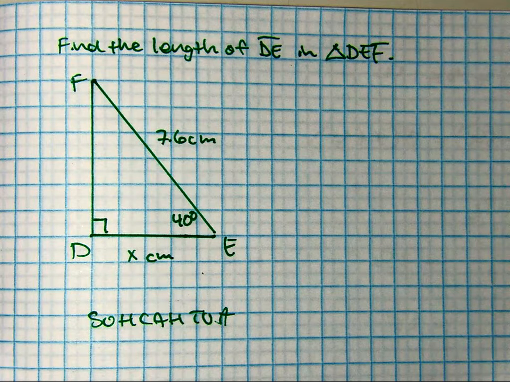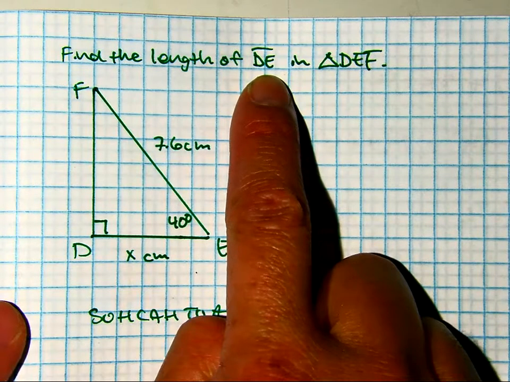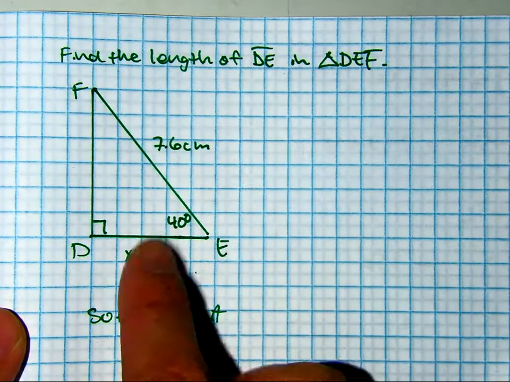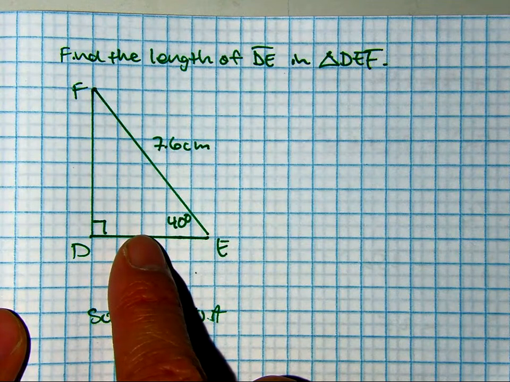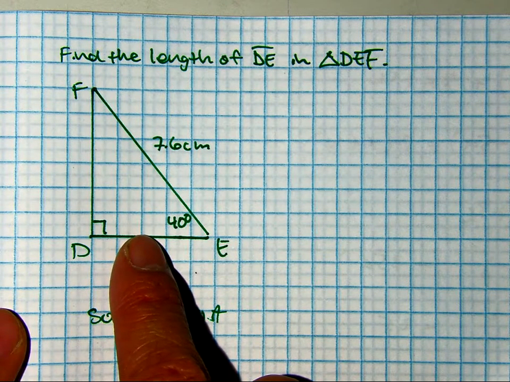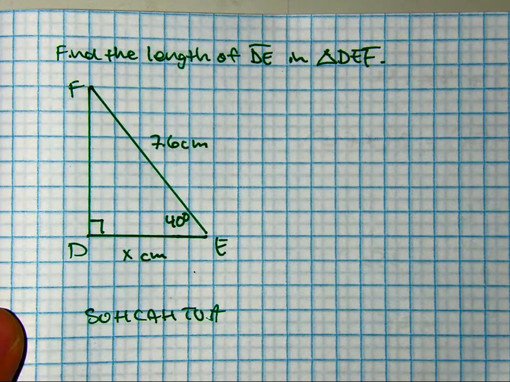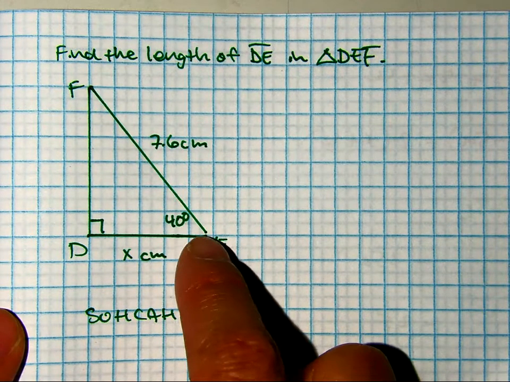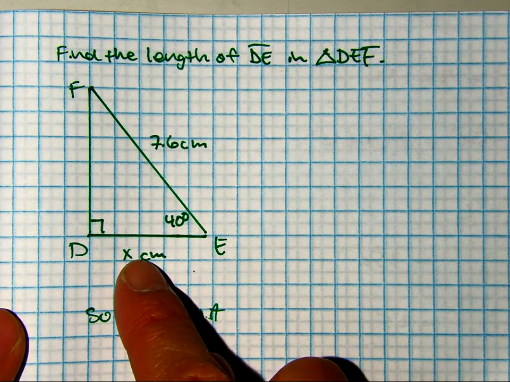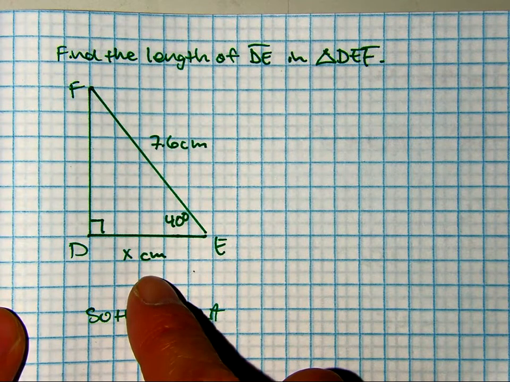And this problem tells me to find the length of DE. DE is a side length. If it's a side length, I'm not going to use triangle sum theorem, because triangle sum theorem is with angles, and we're trying to solve for sides. How do I know it's a side? It's on the outside of the triangle.